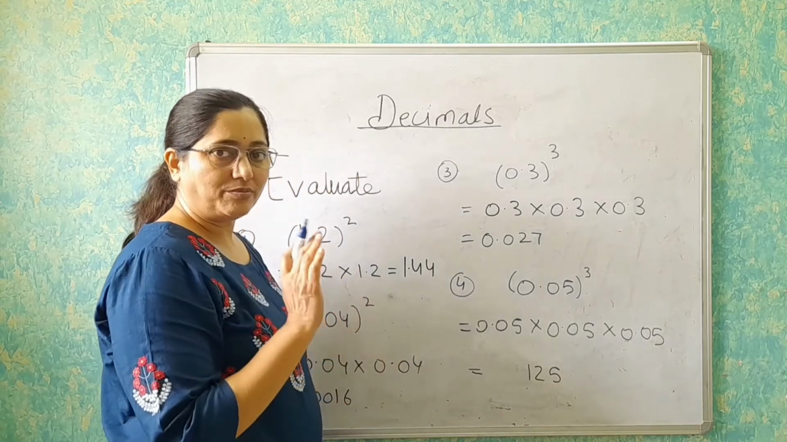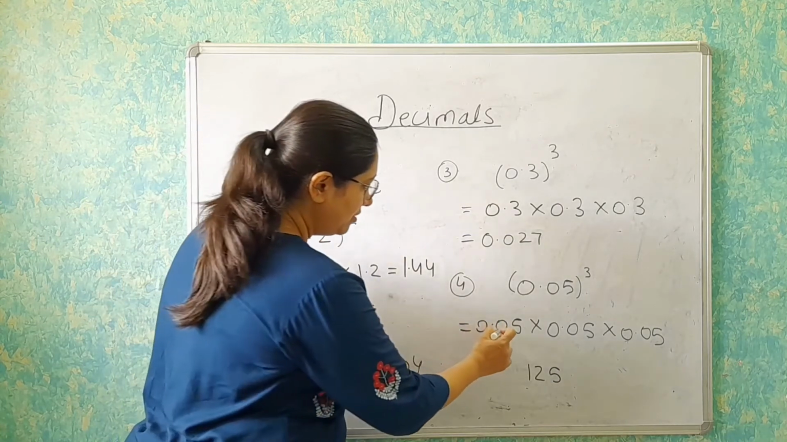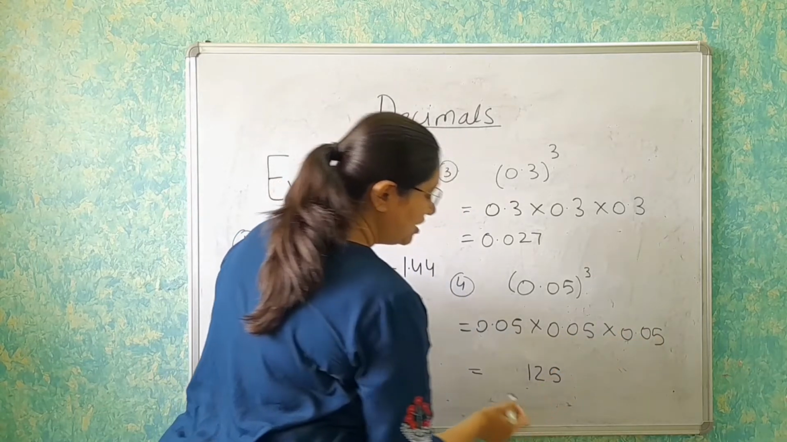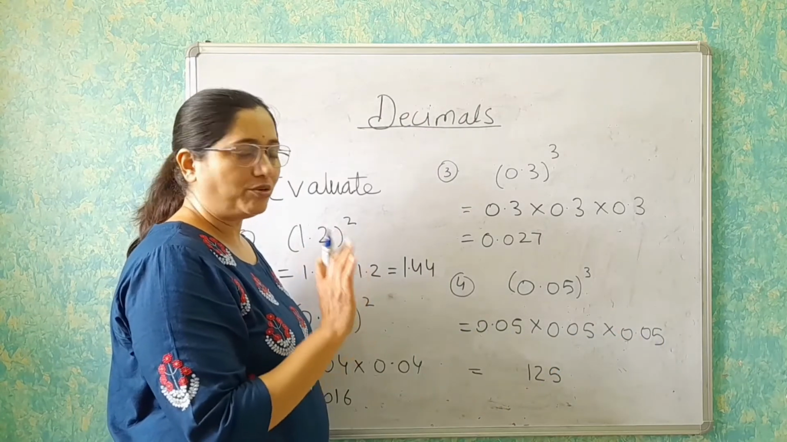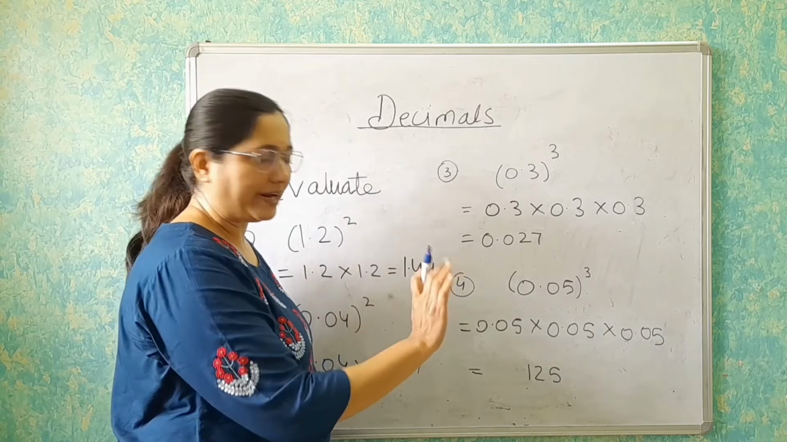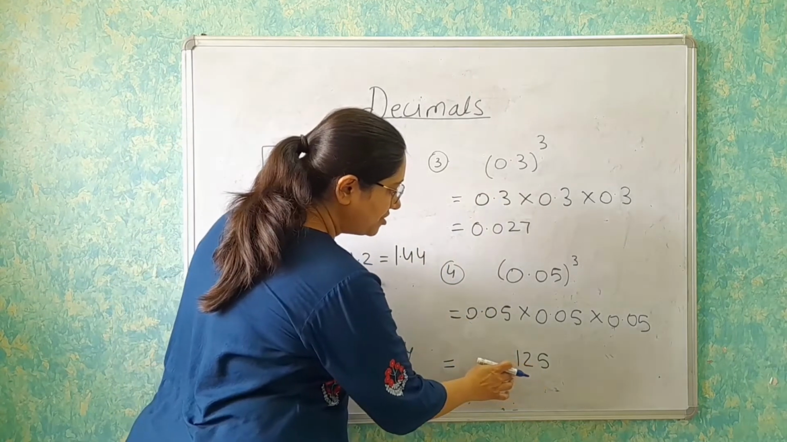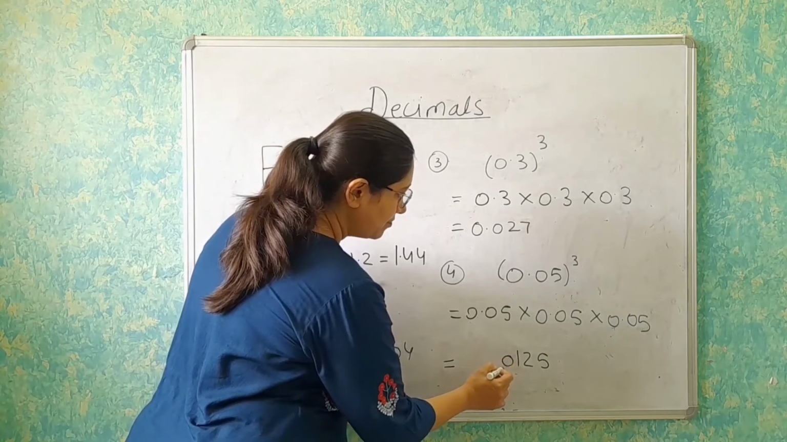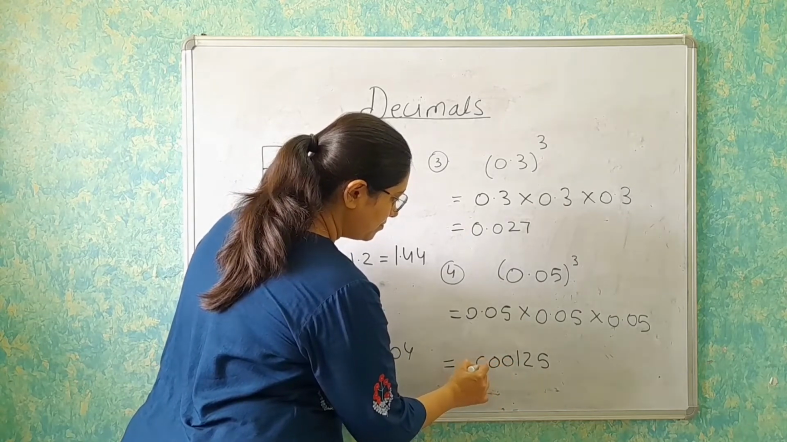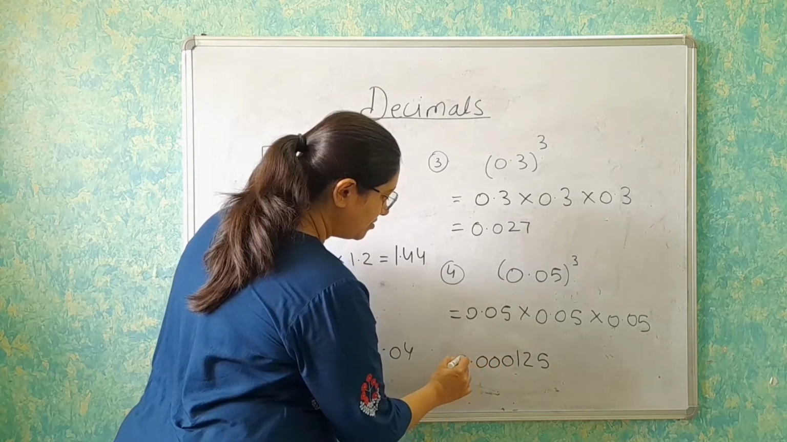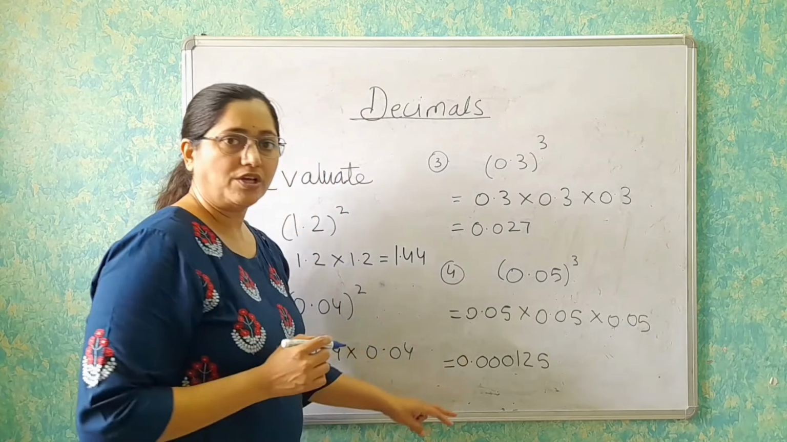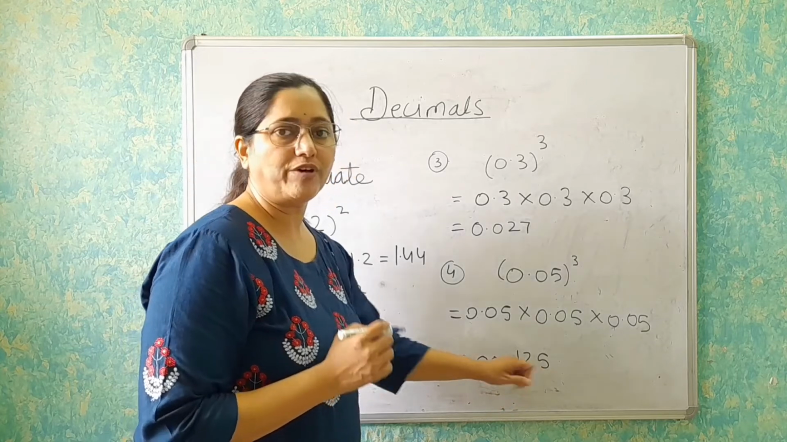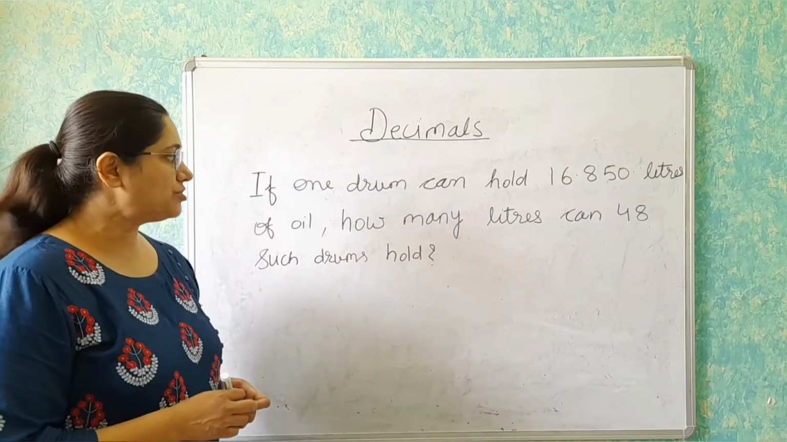Again I will count the number of digits in the decimal part: 2, 3, 4, 5 and 6. So after 6 digits I have to put a decimal point from the right hand side. There are just 3 digits, so I will put 3 zeros first. And then I will put a decimal point and again 0. So our answer is 0.000125. Let's solve some story sums.